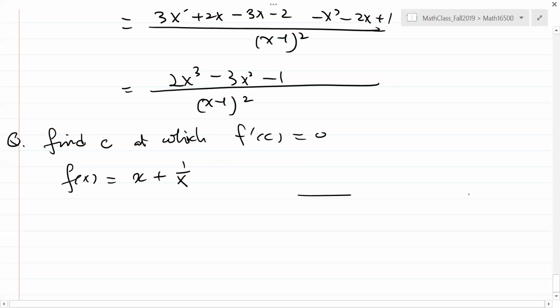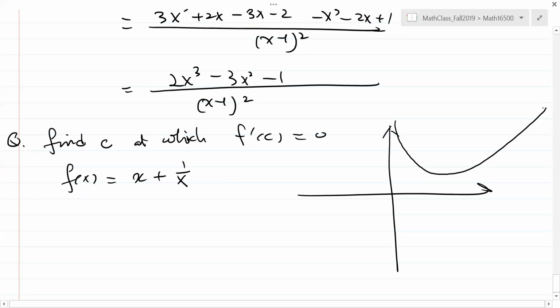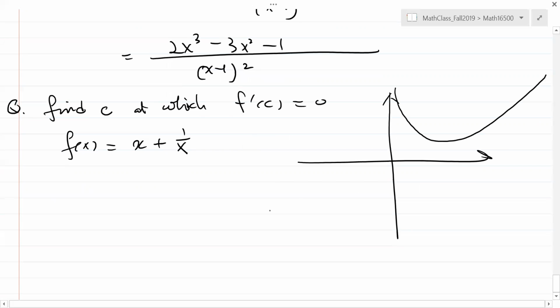If you draw the graph, when x is positive, it goes like that. But if x is negative, all the terms are negative, so it goes like this.